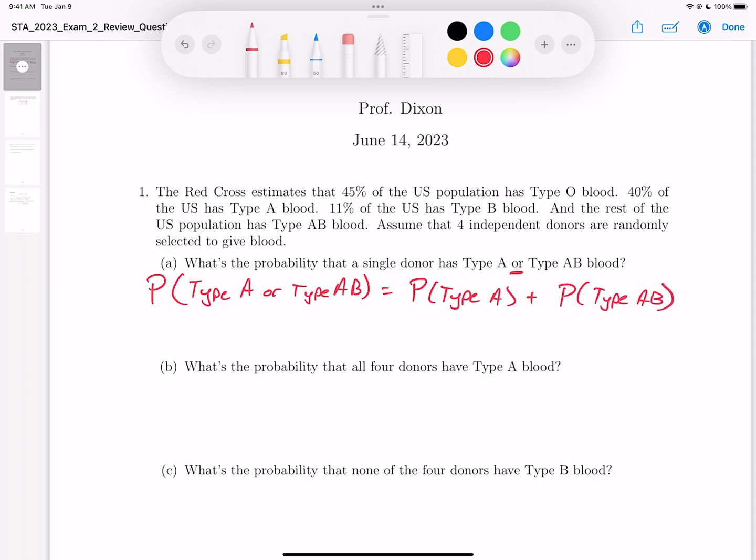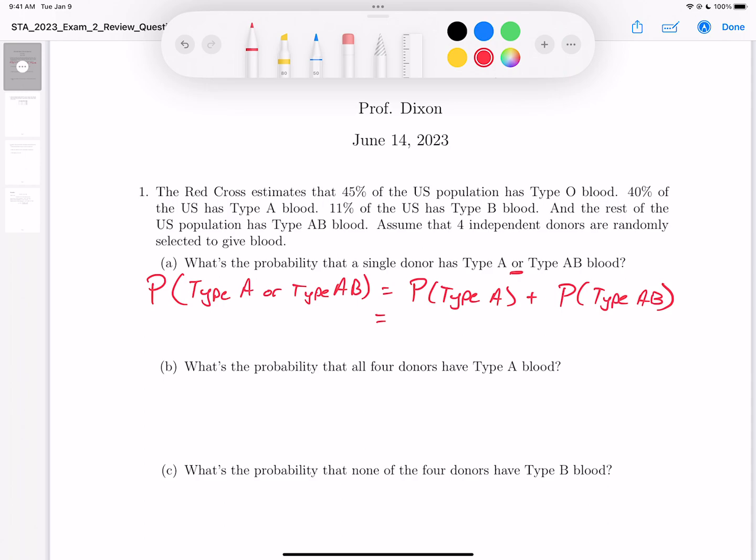And quickly, I will say that because these events are disjoint, meaning a single donor can't be both type A and type B blood, there's another part to this rule that says you subtract away the probability of A and B, right? So the type A and type B blood. Well, since these events are disjoint, that probability is 0, so this is the formula that we can use.